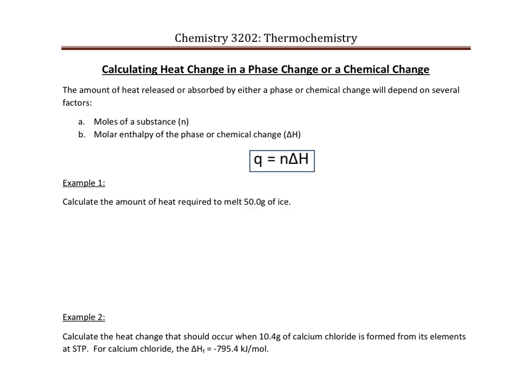In this lesson, we're going to be introduced to the formula used when calculating heat change in a phase change or a chemical change. The amount of heat released or absorbed by either a phase change or a chemical change will depend on several factors. Those factors would be the moles of a substance and the molar enthalpy of the phase or chemical change. This brings us to the formula Q is equal to N delta H.